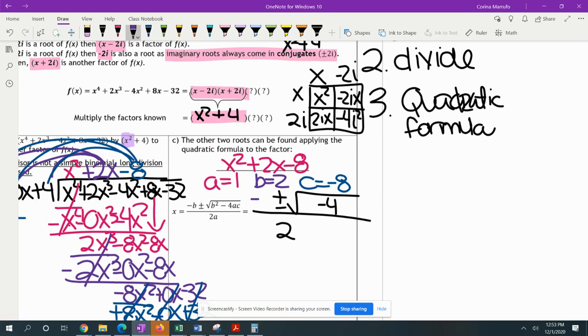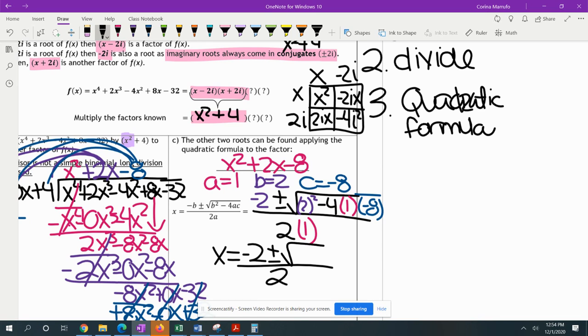B is a positive, so it'll be negative 2 plus or minus the square root of 2 squared minus 4 times a is 1 times c is negative 8. And all of this is over 2 times a. We go ahead and start simplifying this. So we do the part under the square root first. So it'll be negative 2 plus or minus. On the bottom, it is 2. And then we figure out what is under that square root.